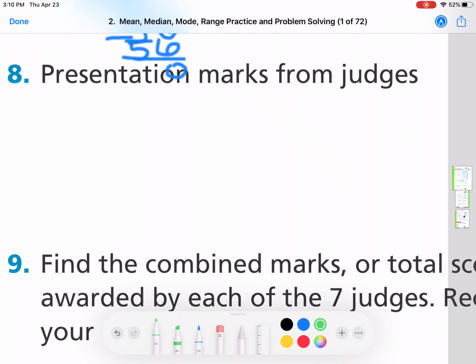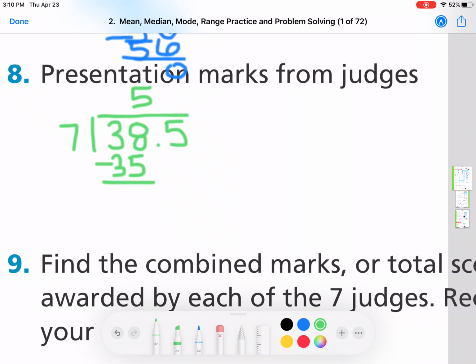So we had 38.5 and we're dividing that by 7. Now 7 goes into 38 5 times. 7 times 5 is 35. Subtract and we get 3. Bring down our 5. Don't forget to bring your decimal up in your answer.